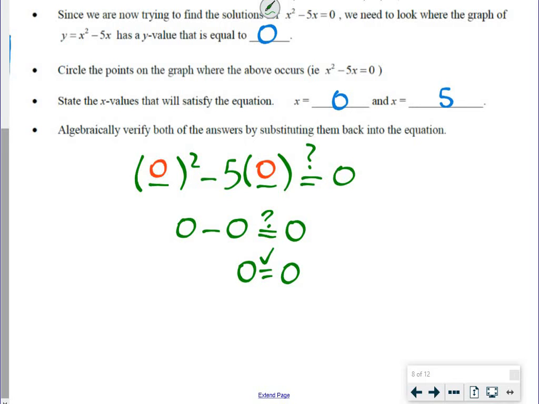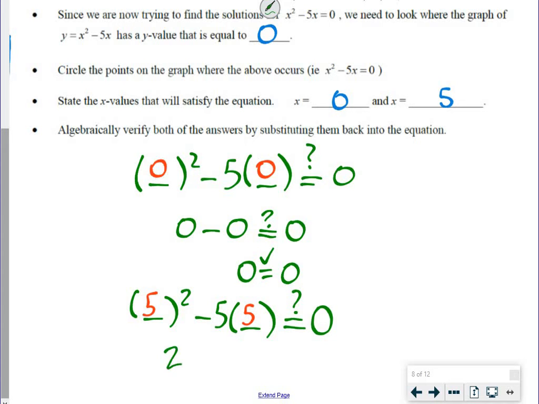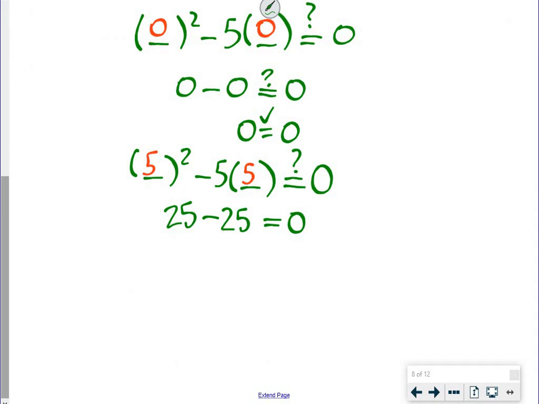Alright, let's do it again for x equals 5. So we would have 5 squared minus 5. Everywhere I see an x, I put a 5. So 5, that was the other solution. 5 squared is 25, minus 5 times 5, also 25. Does that equal 0? Well, yeah, 25 minus 25 is 0. So that is another good solution.